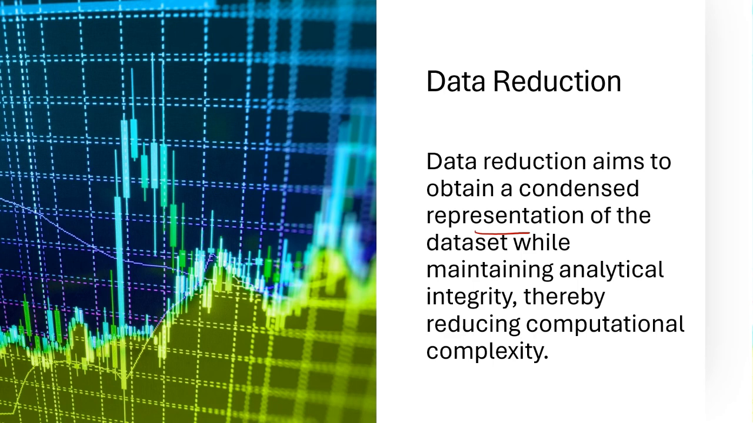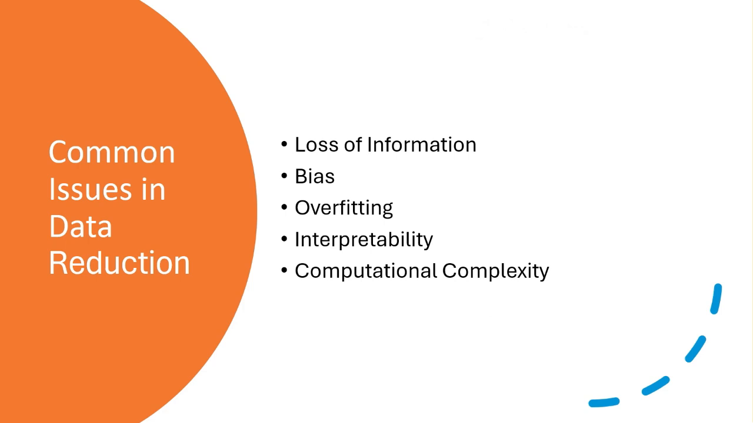If you want to get a petabyte of data, you can go to the agency CERN, where you can get a huge amount of data related to atomic physics. They are working with petabytes of data; they generate a minimum of 1 petabyte of data in one day. So we need to do some kind of reduction. Some of the common issues related to data reduction: loss of information, bias, overfitting, interpretability, and also computational complexity when you are dealing with data reduction.